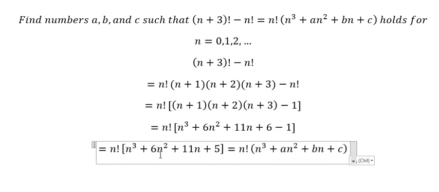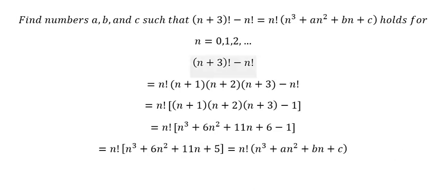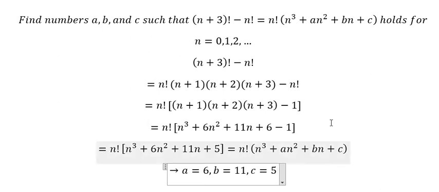So, A equals to number 6. And B equals to 11. And C equals to number 5. And that is the final answer. This is the end.